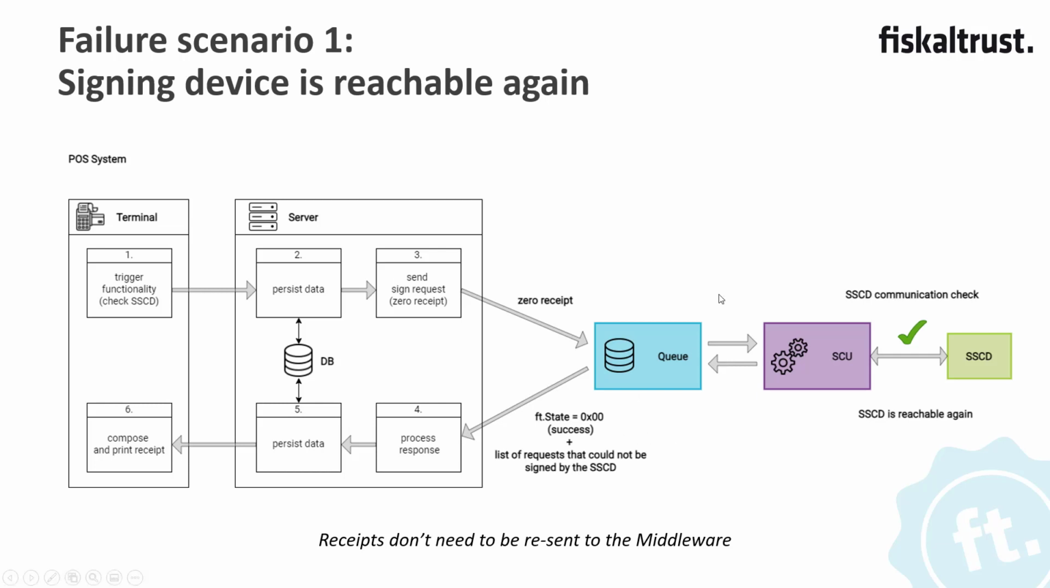Also, there is no need to resend any receipts to the middleware that were processed during the failure mode, because they are anyway stored in the receipt chain and in the database of the middleware. So after the 0 receipt was successful, this case is done.